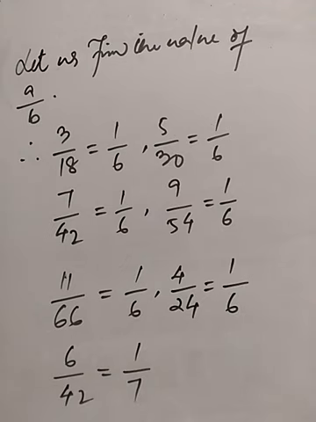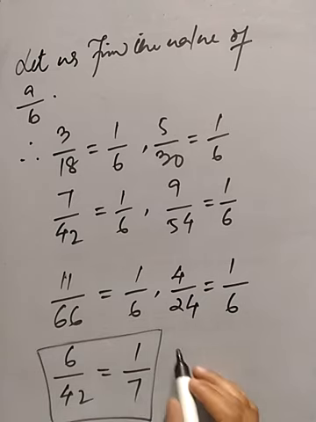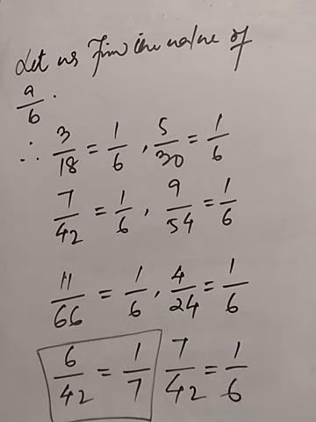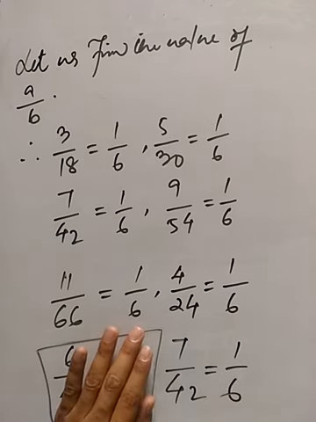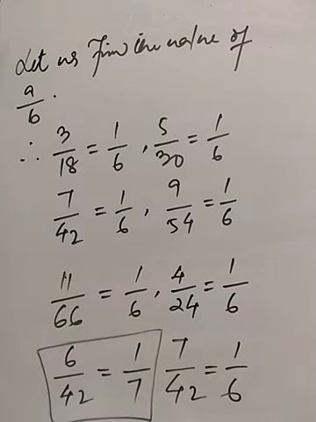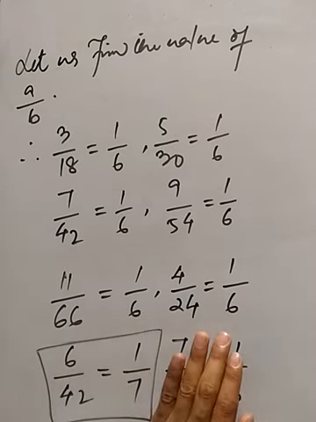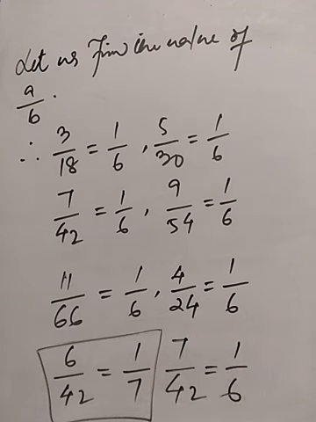But please pay attention here. If the question gave you 7 by 42 instead of 6 by 42, then we would be getting 1 by 6. In this condition, you would say that A and B are in direct variation. But since the question gives us 6 by 42, we are getting 1 by 7. Because of this, A and B are not in direct variation.